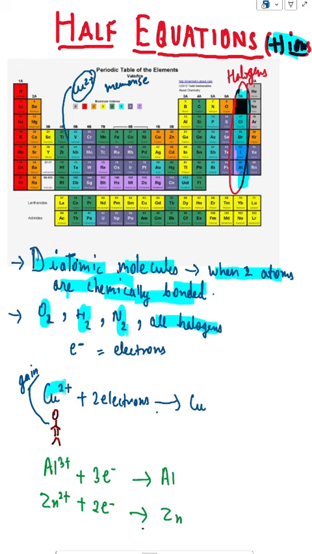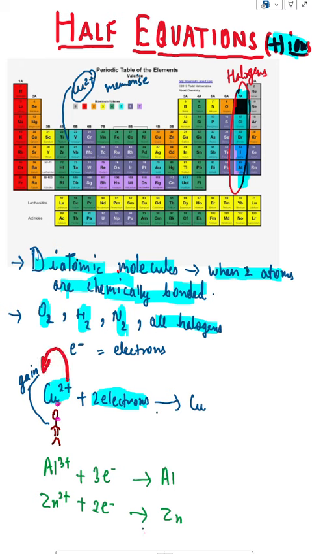If you have a positive ion, for example, I have shown you here Cu2+. Remember that plus represents that electrons are added. So if you stick to this rule, plus means gain of electrons, plus means gain of electrons.